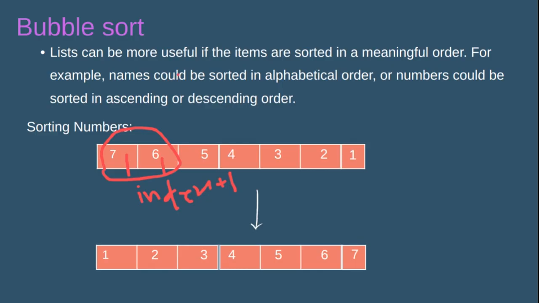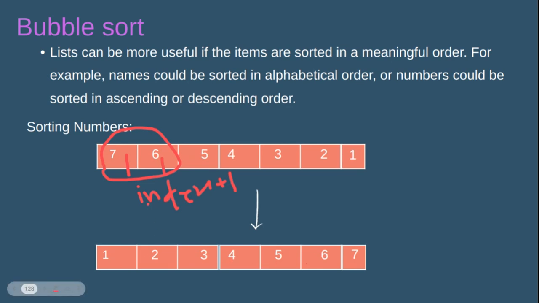Lists can be more useful if the items are sorted in a meaningful order. For example, names could be sorted in alphabetical order, or numbers could be in ascending or descending order. Suppose I want to sort this array in ascending order, so I need to make sure that the data is sorted 1, 2, 3, 4, 5, 6 in this order.